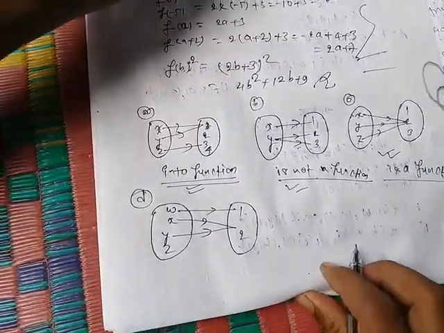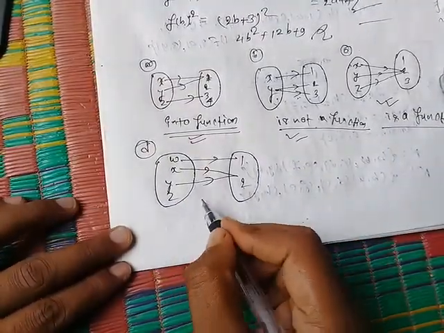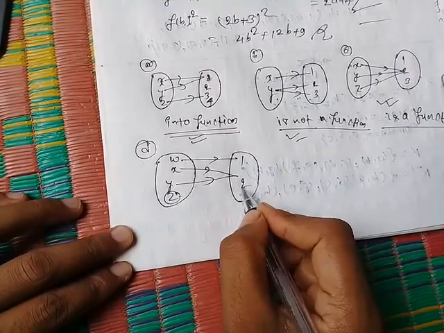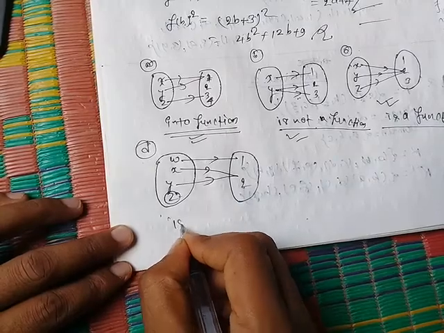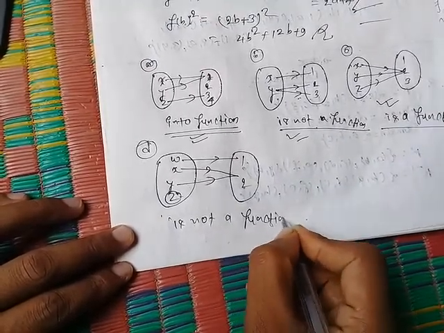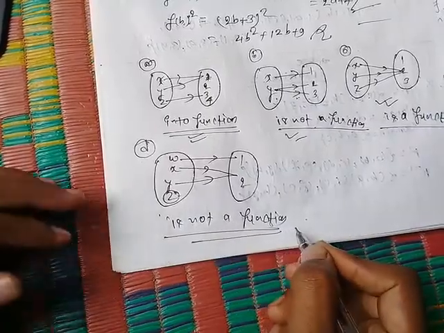Here is a function. Now this one is not a function because z is not mapped to anyone, so it is not a function.